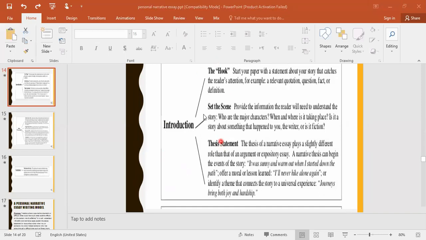So imagine that this is the introductory paragraph. First of all, as we said, we start with the hook. Start your paper with a statement about your story that catches the reader's attention. For example, a relevant quotation, as I always tell you, quotations are the most suitable ways to start an essay or to write a hook. A question, a fact, or a definition, or anything else. When we were explaining the expository essay, I taught you many ways how to write a hook, many kinds of hooks.